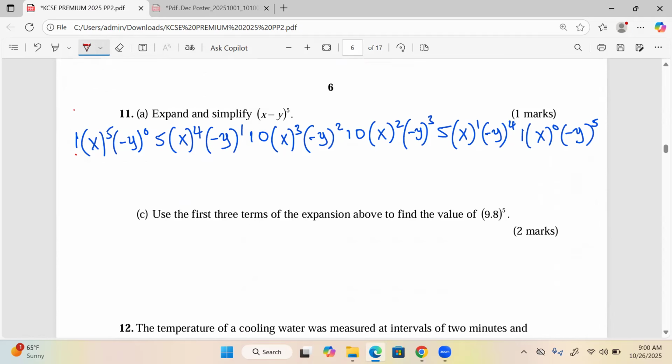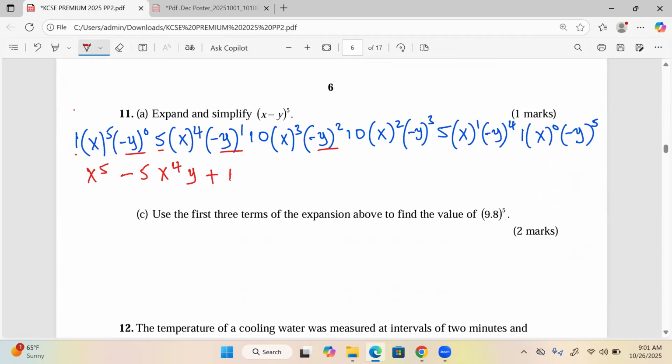1 times x power 5. Anything power 0 is 1. So this will be 1 and x power 5, making it simply x power 5. In the next, this is 5 times x power 4. Anything power 1 remains the way it is. So it introduces a negative here: minus 5 x power 4 y. Then this one has to automatically become positive. Reason being, when we square, we're raising to power 2, so the negative disappears after we square. Because negative y times negative y becomes positive y squared.